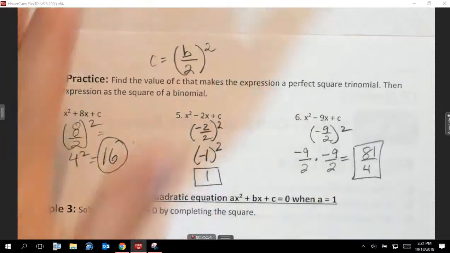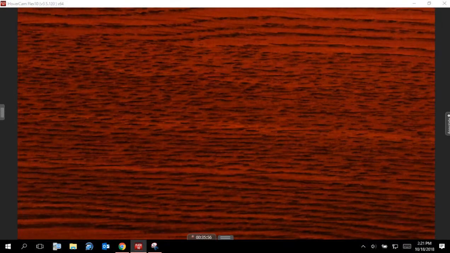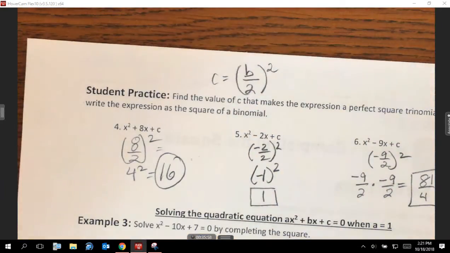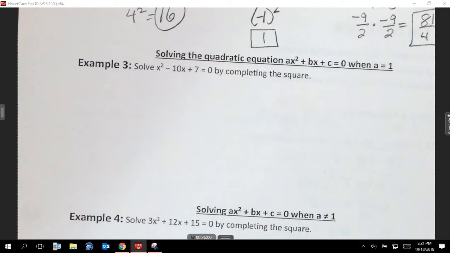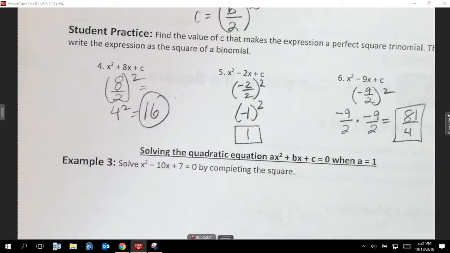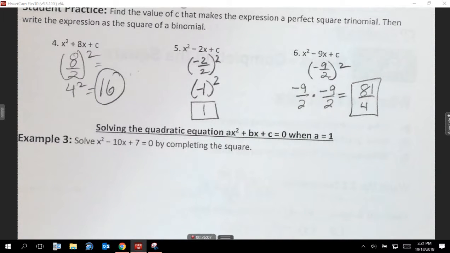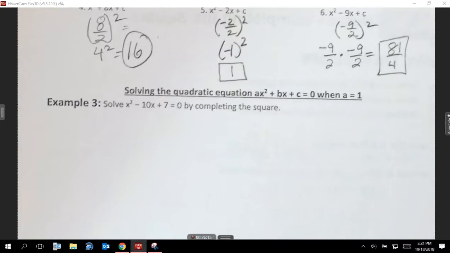Okay, last stuff we're doing today is example 3. You're going to find out why we just did all that. Okay. What's negative 9 divided by 2? Not 3. That's very good. Somebody else did that too.